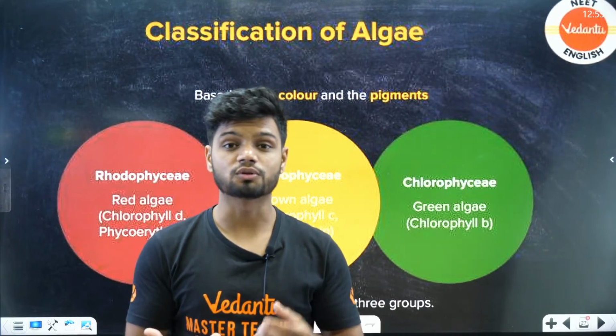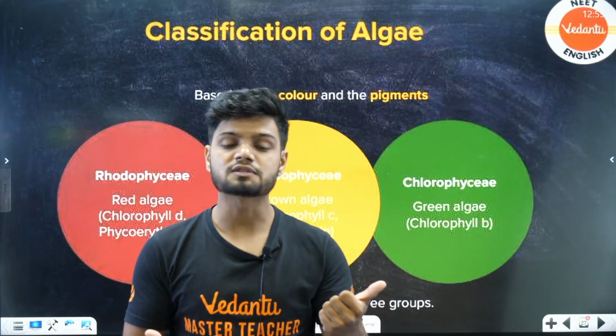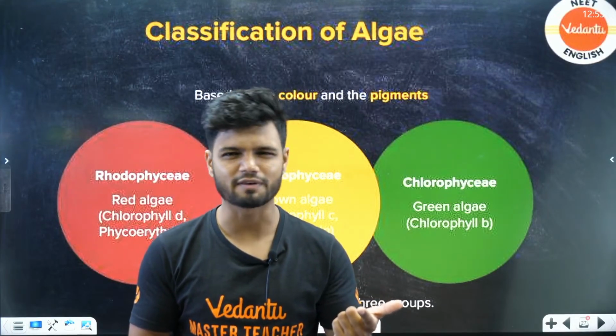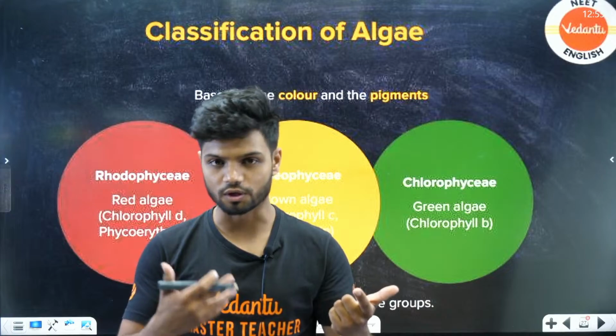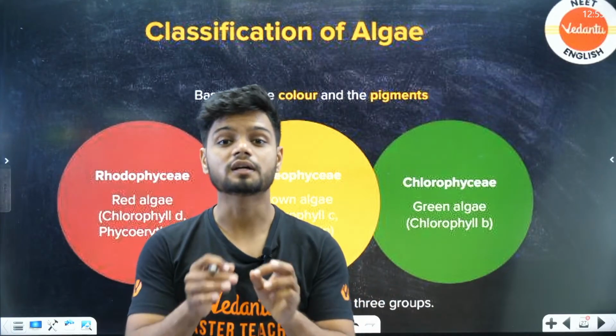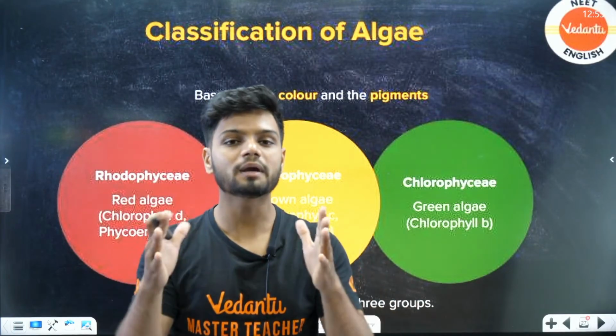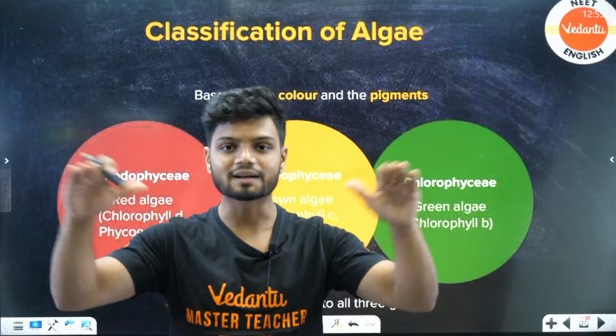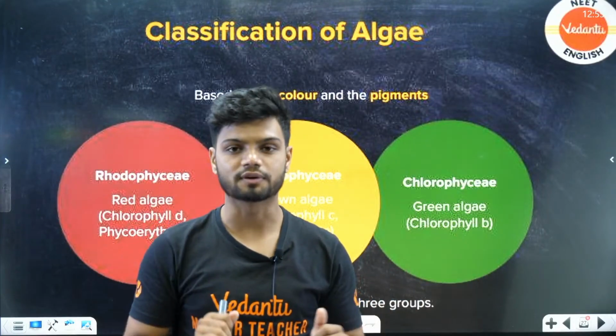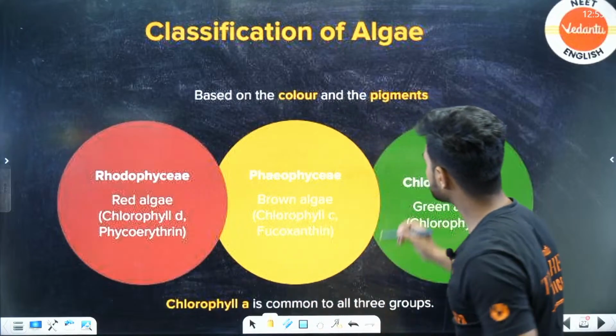Can we classify it based on the structure? No. Can we classify the algae based on habitat? No. Very variable. Can we classify your algae based on pigment? Yes. So, based on the pigment present here, we are classifying algae into 3 different classes. That is based on the pigment.